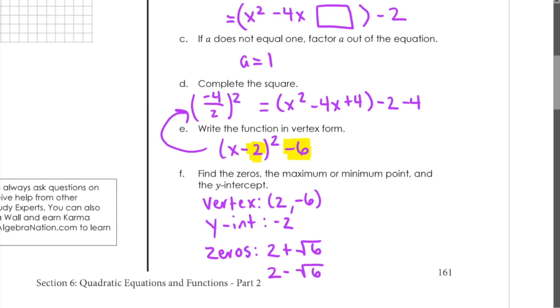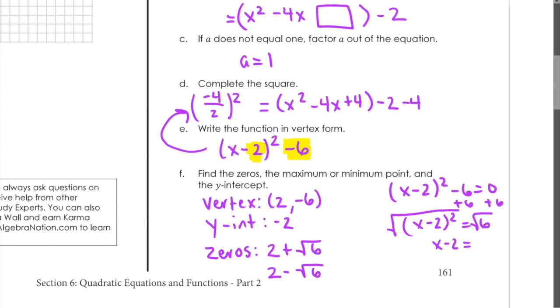How that works is you take x minus 2 squared minus 6 equals 0. Remember, you have to add the 6 to both sides. x minus 2 squared equals 6. What's the inverse? The inverse is the square root, so you take the square root of both sides. That gives you x minus 2 equals radical 6. You add 2 to both sides, and then you have x equals 2 plus radical 6 and 2 minus radical 6.